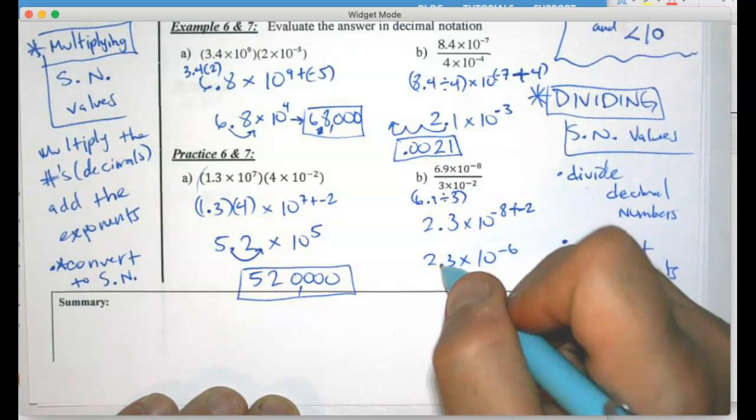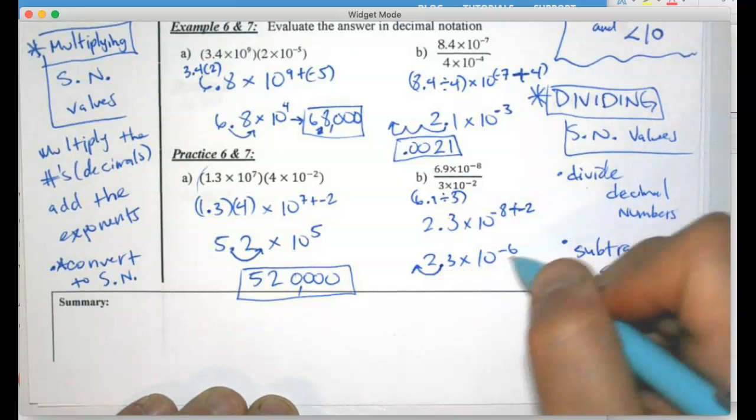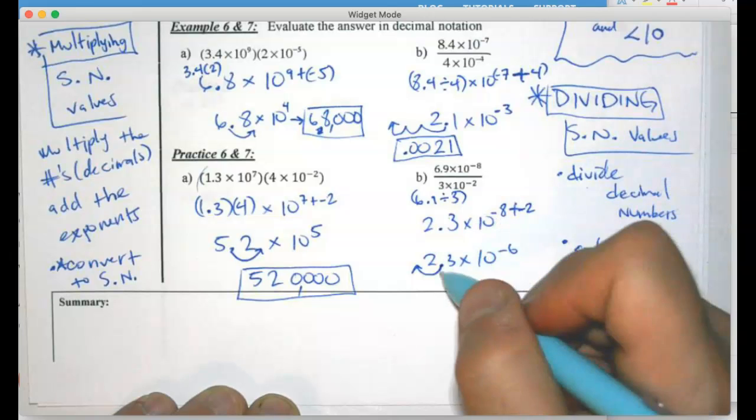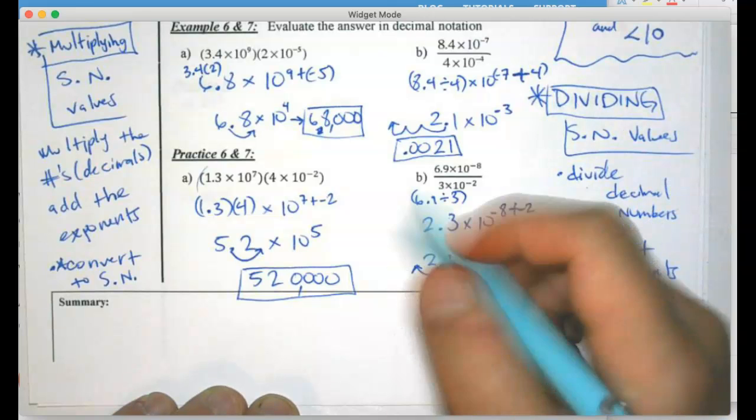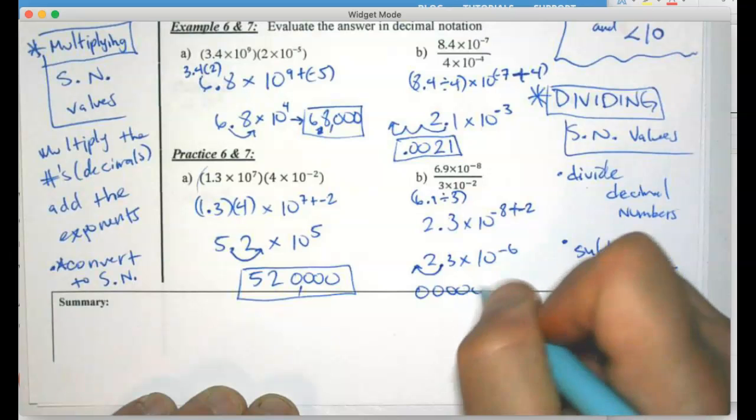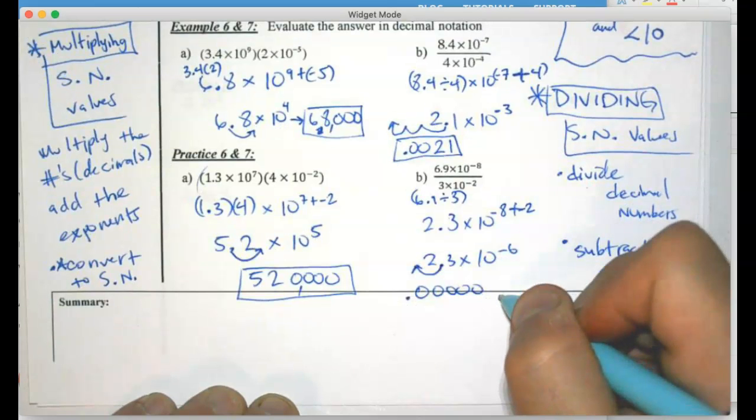So I'm going to move this decimal 6 spaces to the left. Remember, negative exponents will give you tiny numbers. Move it 1 space. If you move it 5 more spaces, that means you got to add 5 zeros in there. So 0.0000023.